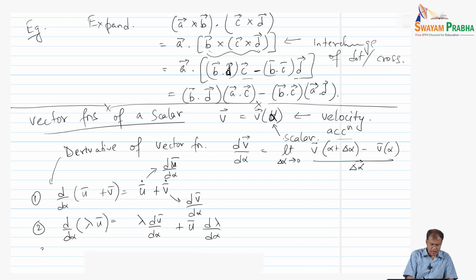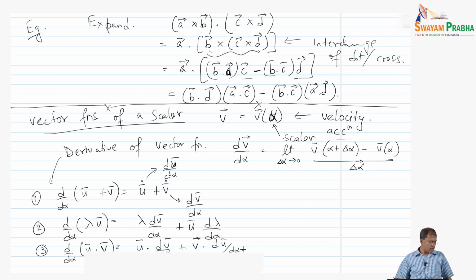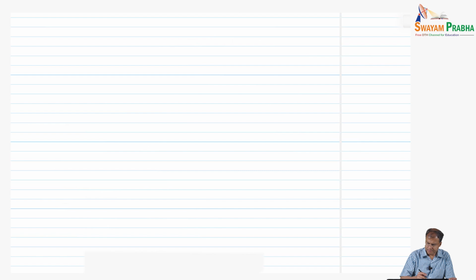And then we can similarly differentiate the dot product of two vectors, u dot v. So this is going to be u dot with the derivative of v plus v dot the derivative of u. Okay. So that's the quick set of properties. And now let us start with the general ideas of position vectors and do some algebra and find some other quantities of interest.